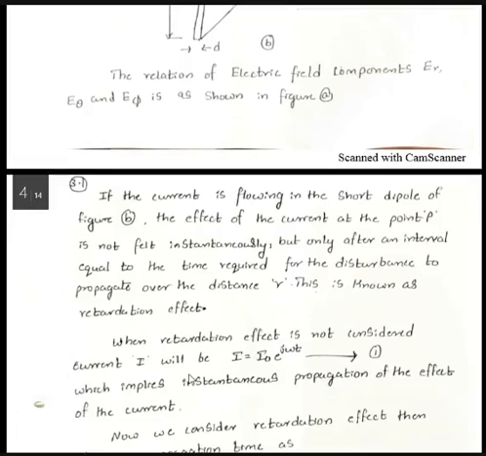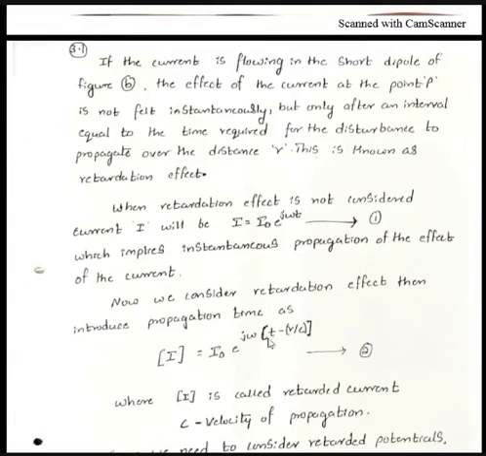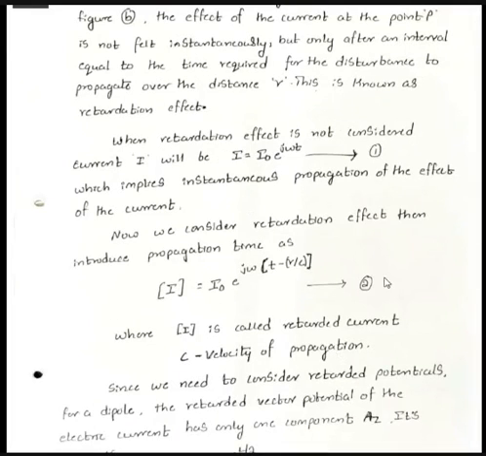When the retardation effect is not considered, the current is I equals I naught e raised to j omega t, which implies instantaneous propagation of the effect of the current. If we consider the retardation effect, the equation changes: the square bracket I equals I naught e raised to j omega into (t minus r divided by c). Let this be equation 2, where the bracket I is the retarded current and c is the velocity of propagation.